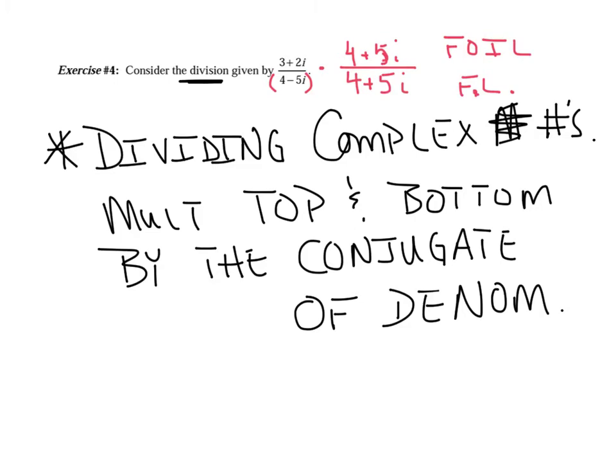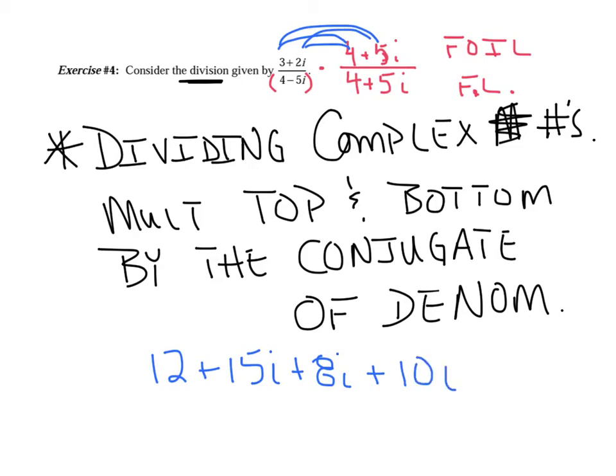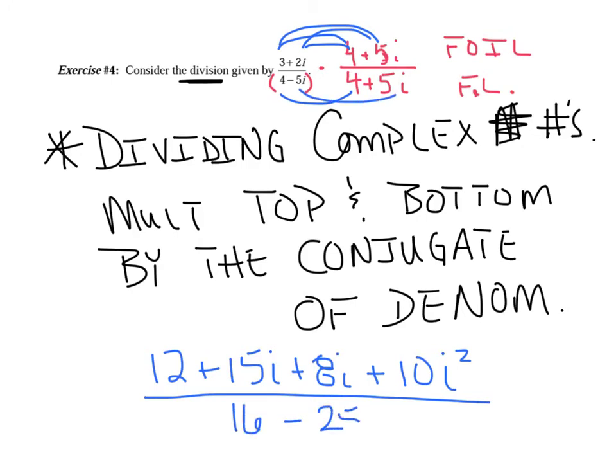As I go across the top, first times first was 12. Plus the outer was 15i. The inner was 8i. And the last, be careful here, is going to be 10i squared. And on the bottom, first times first is 16. Last times last is negative 25i squared.